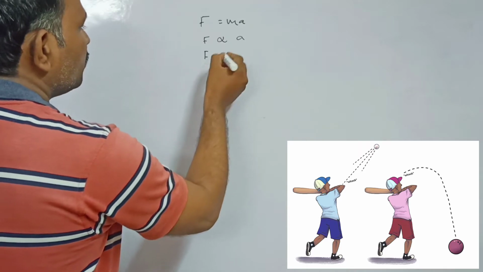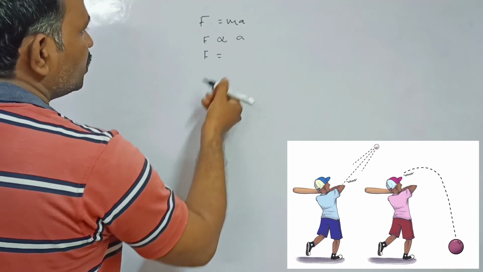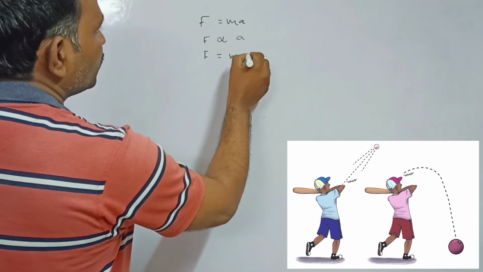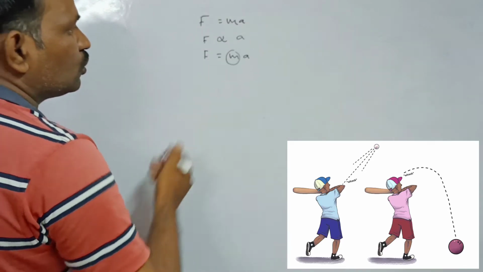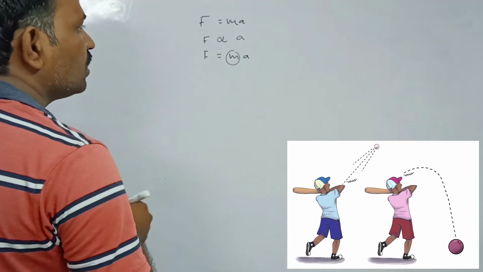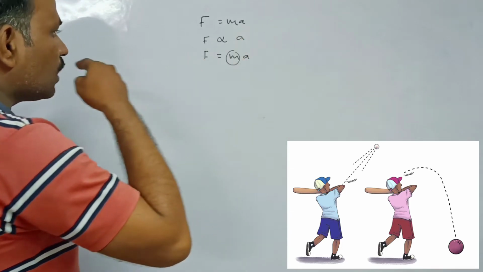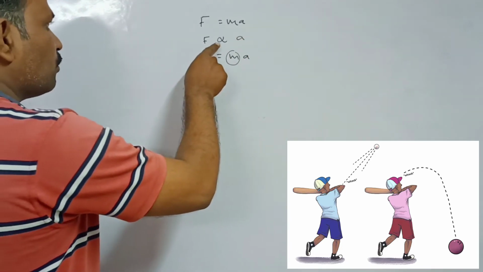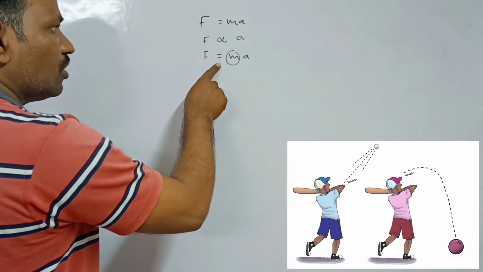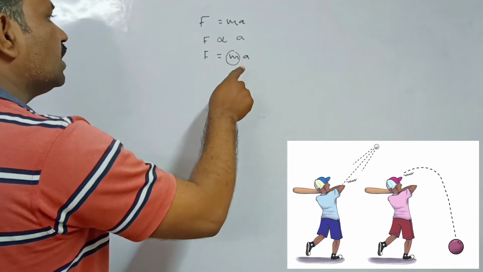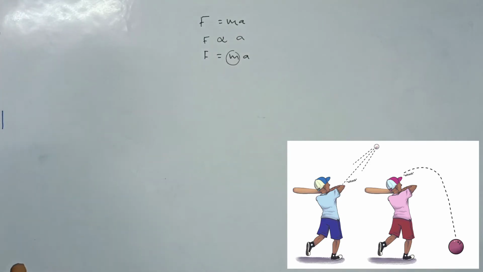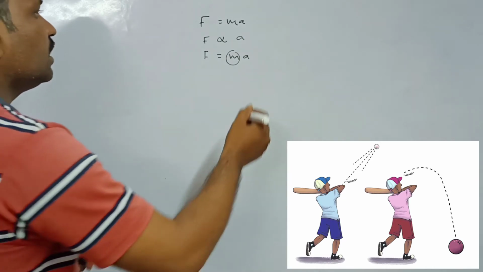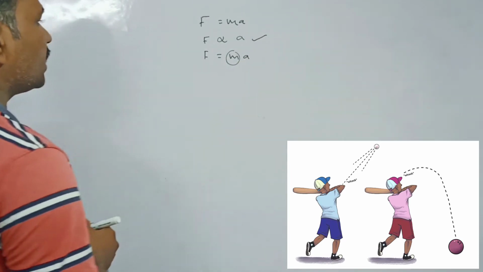Suppose I replace this proportionality symbol with an equal sign, then we have to take m. Here m is mass, and it is also called the proportionality constant. Here the proportionality symbol changes into equal, which is where we have to take a proportionality constant. So m is a proportionality constant. We can call that one mass. So this is the definition of Newton's second law.